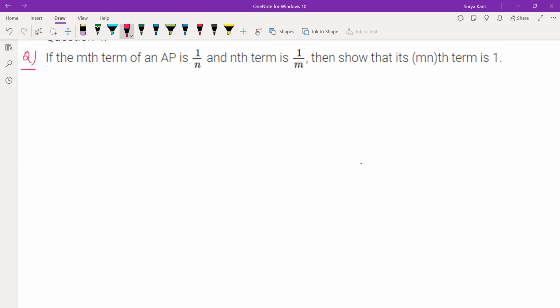Here, this first question. If the mth term of an AP is 1 by n and nth term is 1 by m, then show that its mnth term is 1. So what is given here? Try to understand what is given in the question. First and second part is the mth and nth term, and then you have to prove that the mnth term is 1.